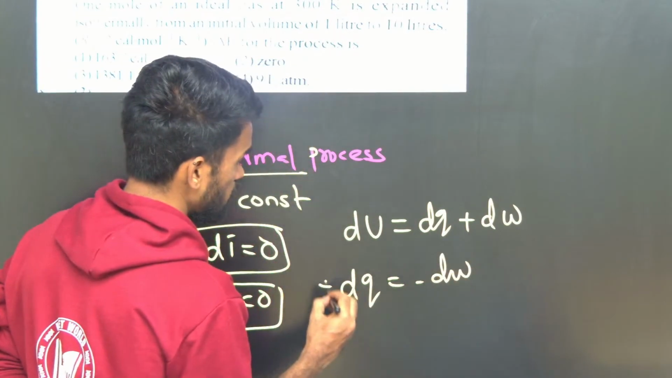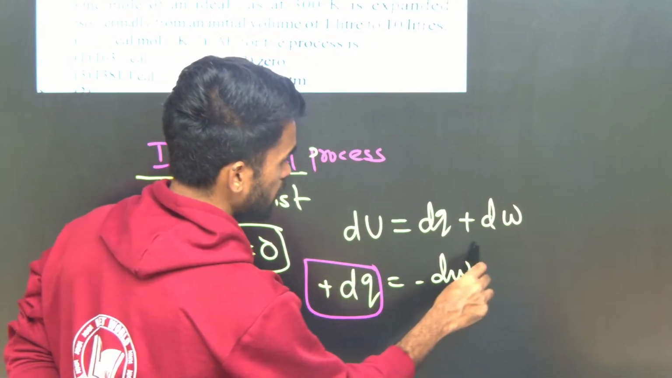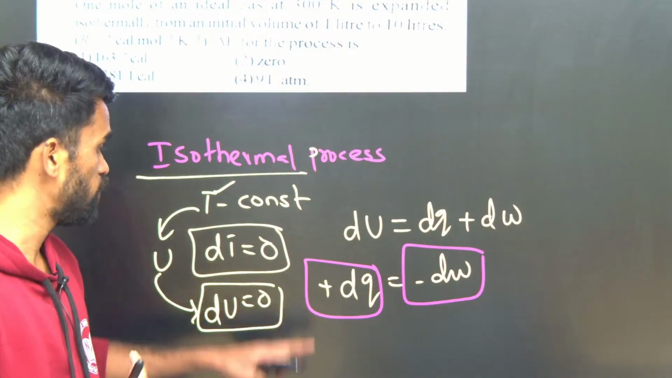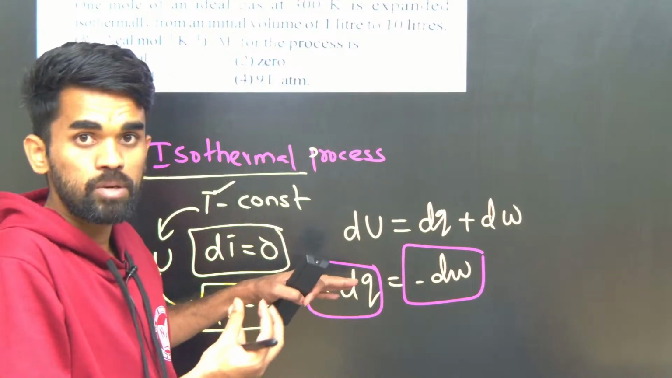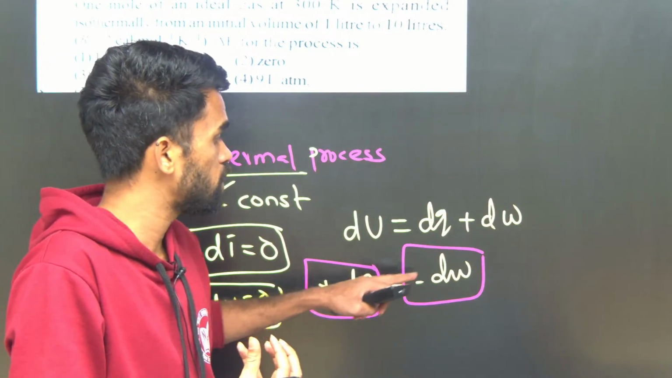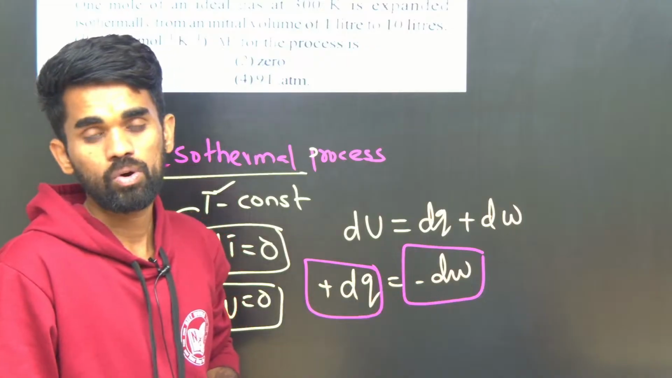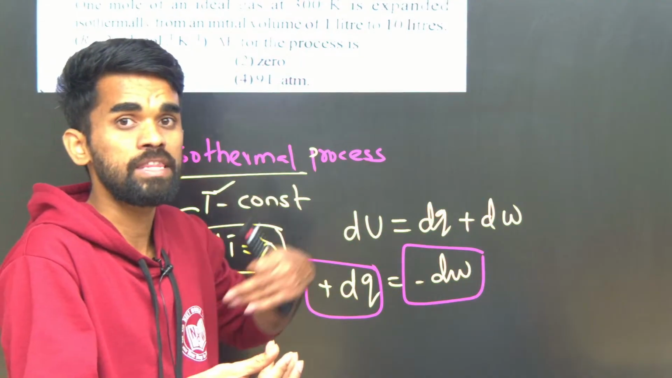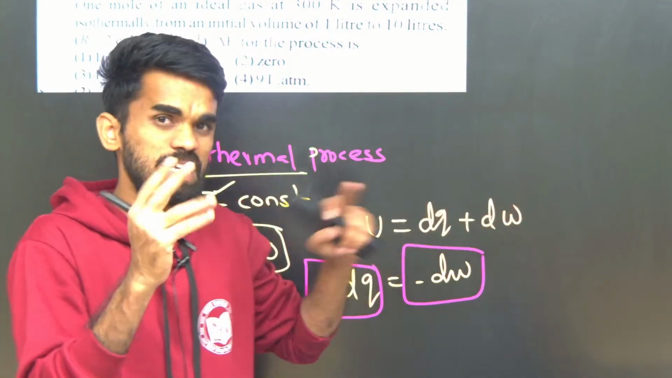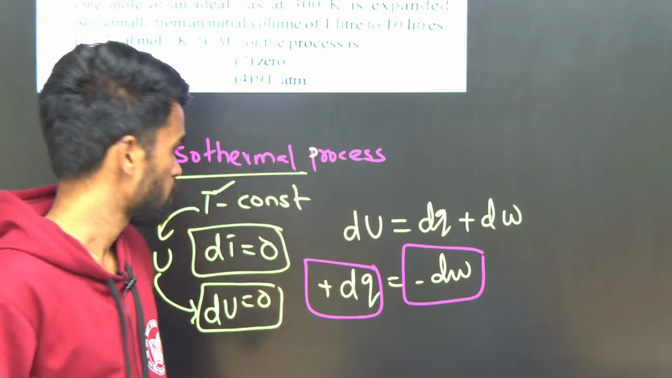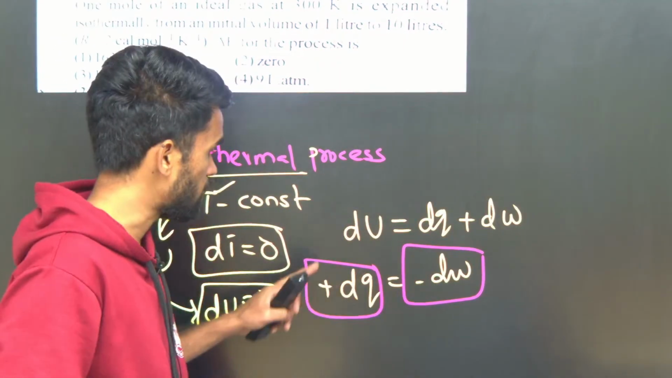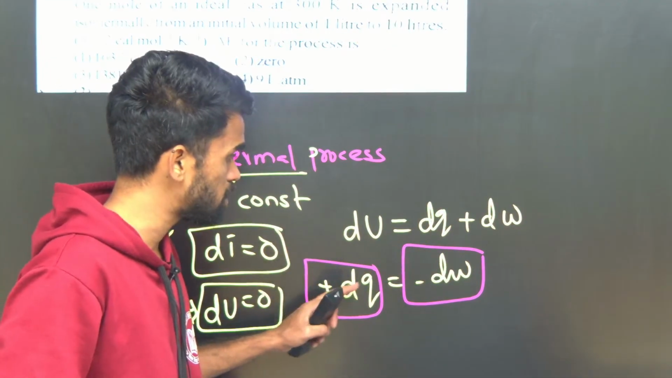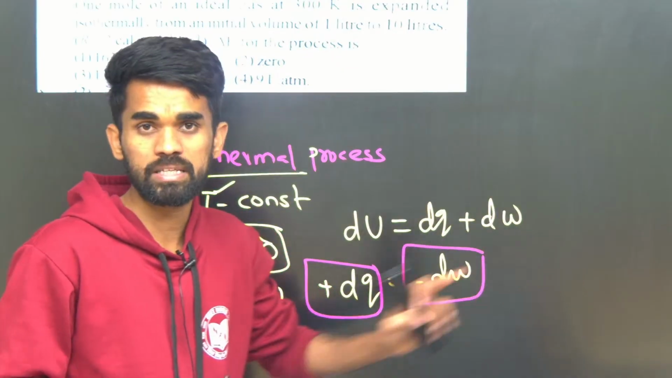It means whatever heat you are supplying to the system will be completely utilized for doing work only. If the heat is absorbed by the system, that complete heat is utilized for work done by the system. If heat is absorbed by the system, then work is done by the system. If heat is released by the system, work is done on the system. These are the terms that you need to be clear about. If one is positive, the other is negative. If it is work done on the system, heat is released by the system. If heat is absorbed by the system, work is done by the system. You can remember these statements.